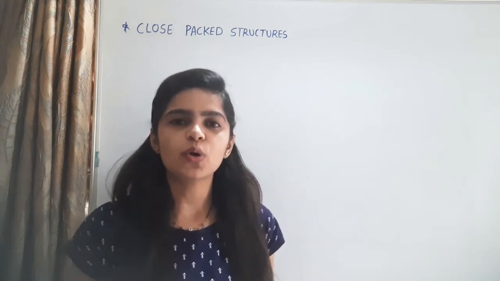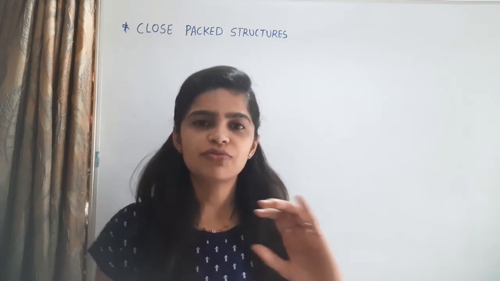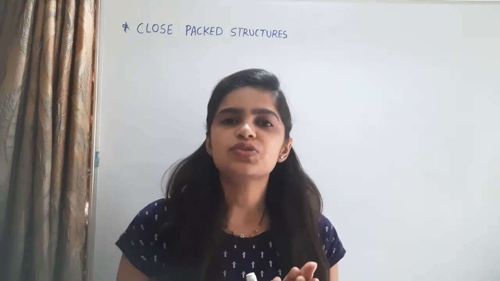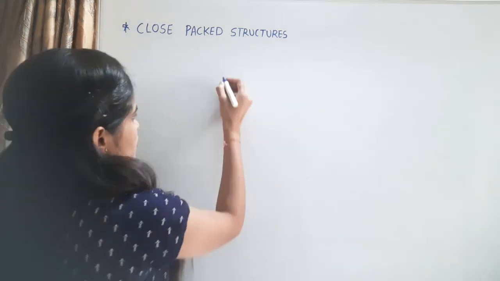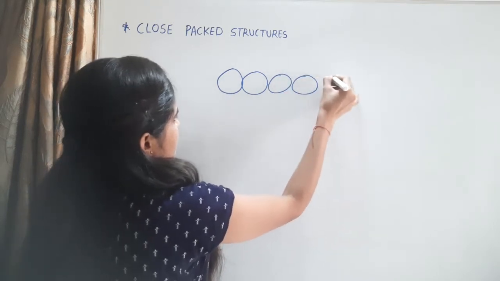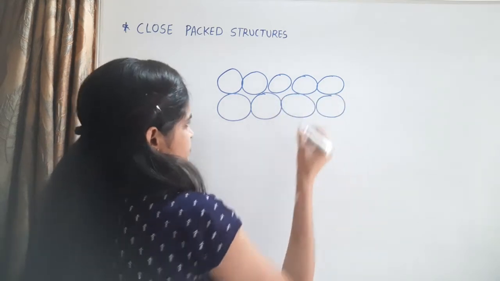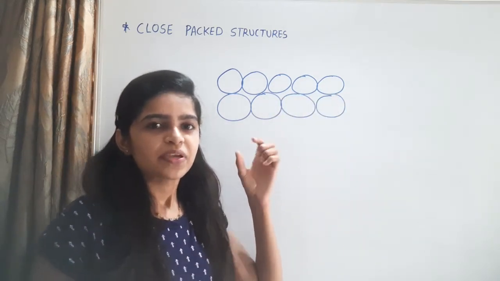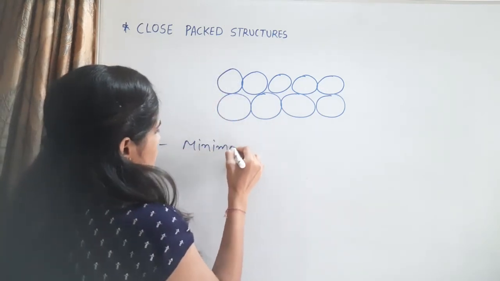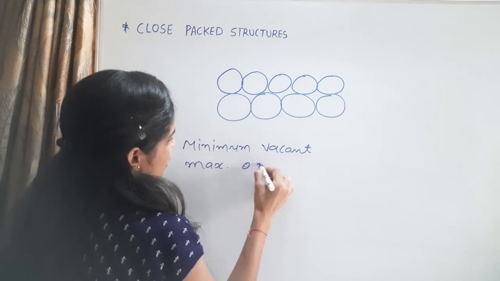Today we will discuss the close packed structure. In the formation of a crystal, all constituent particles are in a well-ordered arrangement, meaning closely arranged. For example, we consider the constituent particle as an atom. This is the atom. Closely packed means minimum vacant space and maximum occupied space.